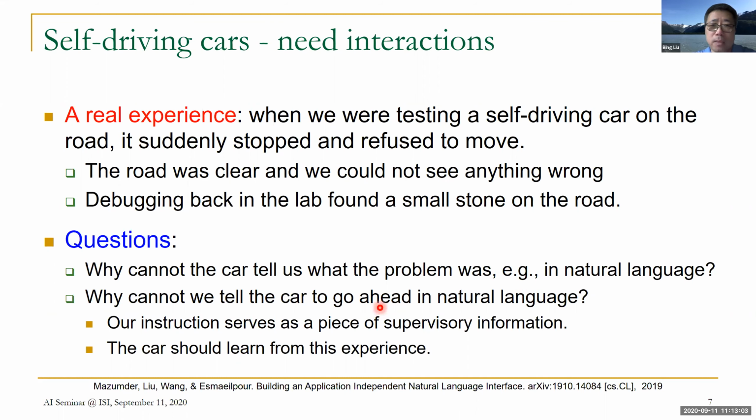The instruction would be a piece of supervisory information. Then the car can learn from this situation, and hopefully next time it encounters the same situation, it won't stop anymore. This kind of thing happens all the time on the road. So can we make the system more autonomous? In the process, we also want the system to interact with people. Without interaction, the car doesn't really know what the problem is, whether the situation is dangerous or not, and whether it should go ahead or stop and let humans take over.